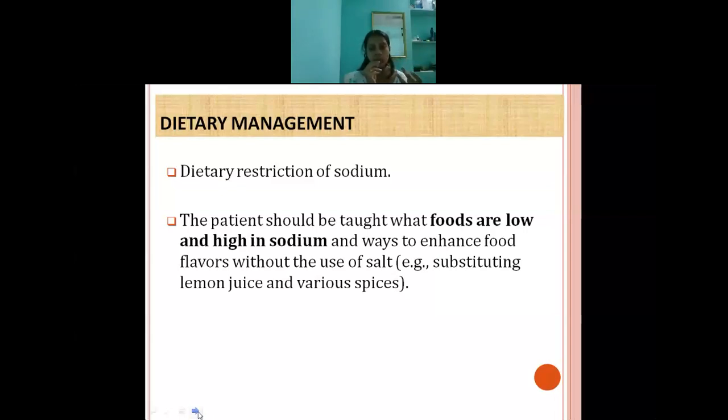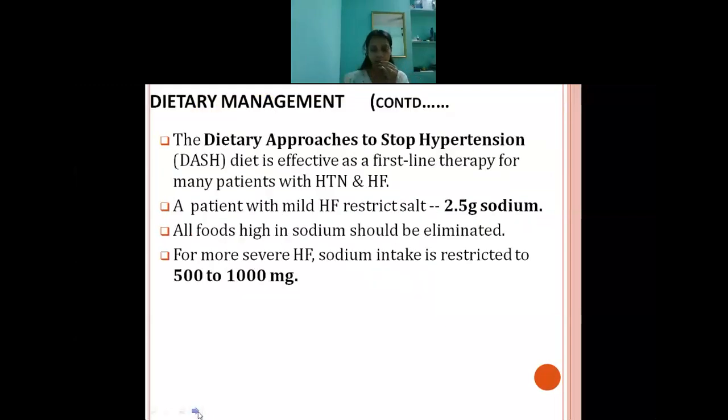Along with that, tell the patient not to take processed food or junk food and all, because a lot of the processed food will be having high content of sodium in it. Okay, so they have to completely avoid the salt in the diet. Particularly if there is a mild heart failure, they can restrict the salt or sodium to less than 2.5 grams. But if there is severe heart failure, in that case the sodium has to be restricted to less than 1 gram, okay, that is 1000 mg, it has to be less than that much.